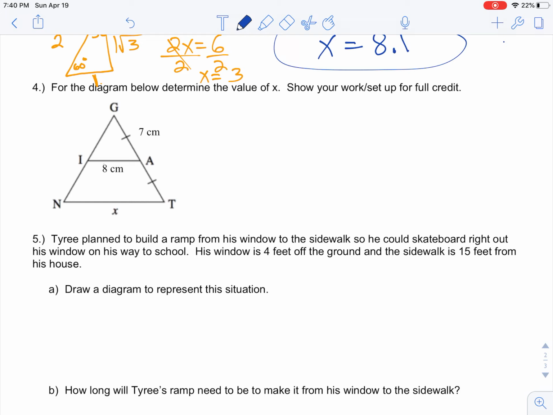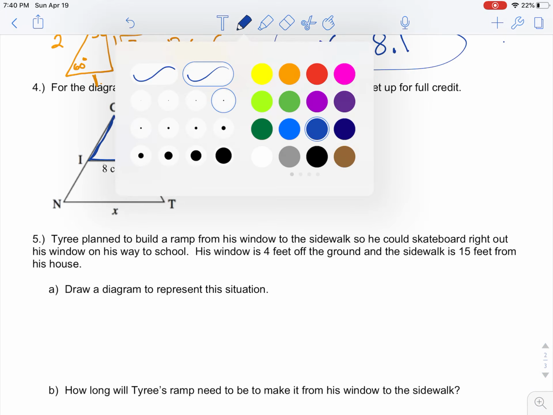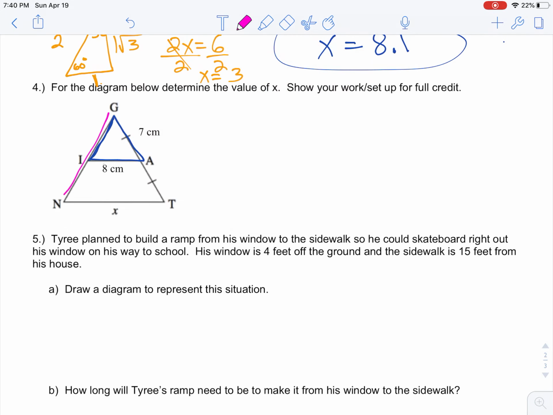For the diagram below, determine the value of x. Show your work set up for full credit. So we've got two triangles here. We've got the blue one, which is your smaller triangle, and then we've got this pink one, which is your bigger triangle. What we want to do is set up a proportion because these two triangles are similar to one another. So I do not know what x is.